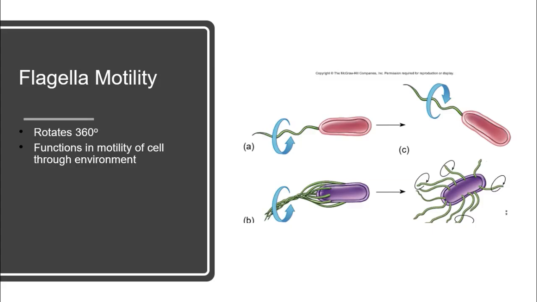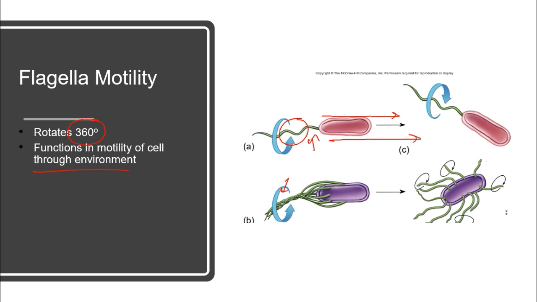So this flagella, with the help of this rotor unit which is present outside the flagella structure that we can see from outside, can rotate 360 degrees, and that is the beauty of this propelling effect, because it functions in motility of the cell through the environment. As you can see in this picture, once this rotor unit continues to rotate, that allows the movement of the bacteria towards a direction.